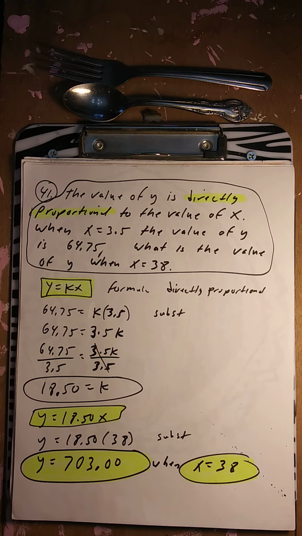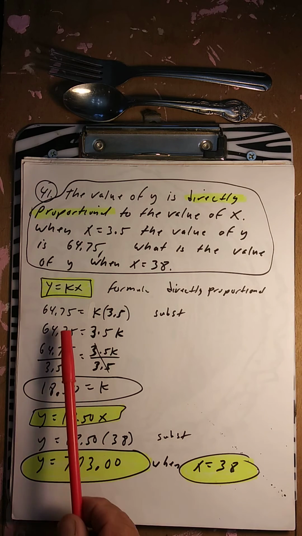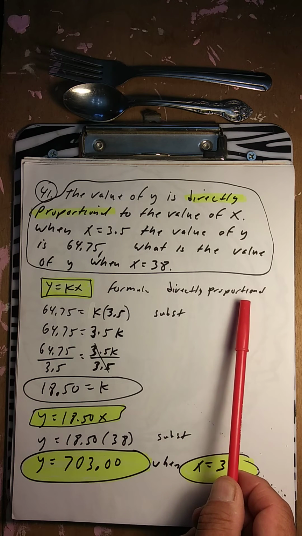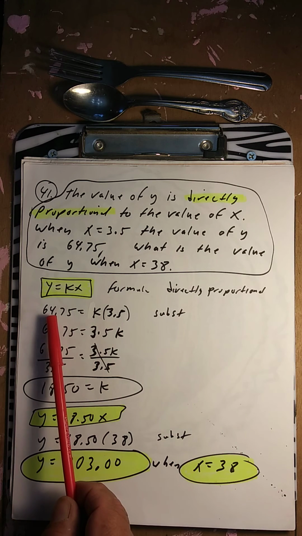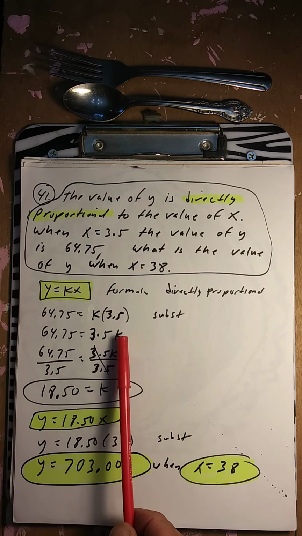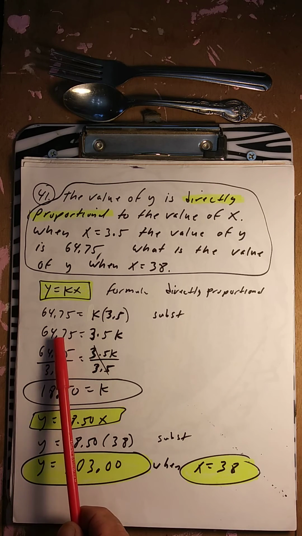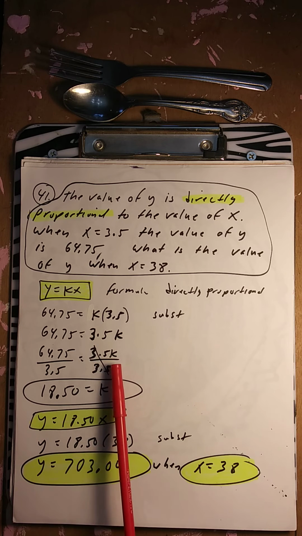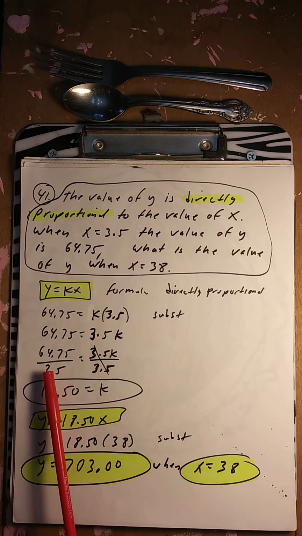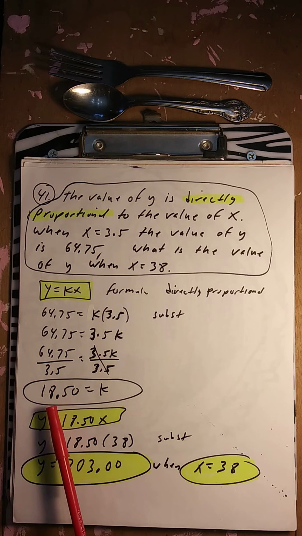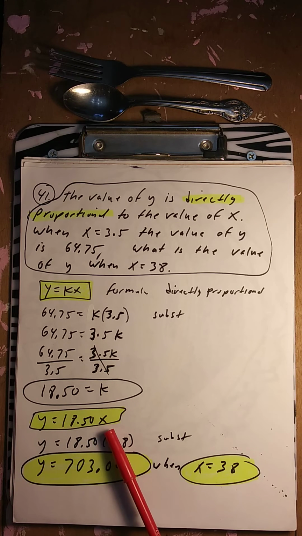The value of y is directly proportional to the value of x. When x equals negative 3.5, the value of y is given. What is the value of y for the new x? Alright, so y equals kx, the formula for direct proportion. Directly proportional. So we put the numbers that we know. 64 equals k times 3.5. Divide by 3.5, divide by 3.5. So this is 18.50 equals k. So we know y equals 18.50x.